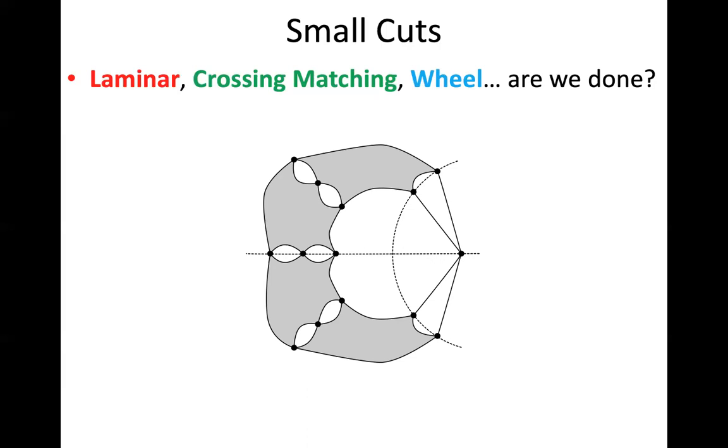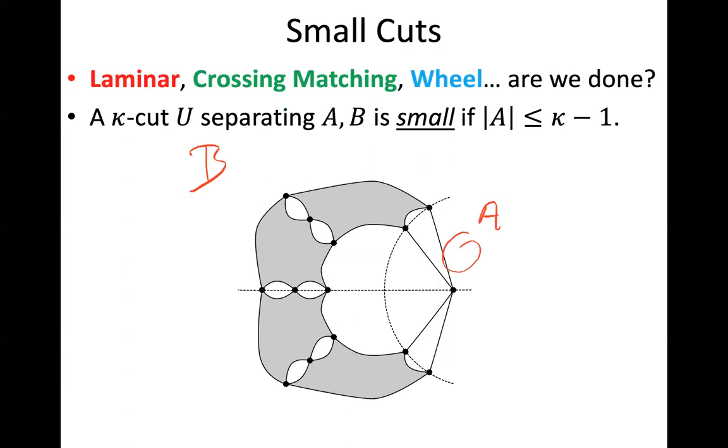So such cuts that look like this, let's say this separates A, which is a single vertex, and let's say B, the rest of the graph. We're going to call these types of cuts small if the small side, in this case A, which has cardinality 1, has at most kappa minus 1 vertices. Okay, so structurally we're not saying anything, we're just talking about the cardinality of the small side. Okay, and those are the 4 categories: laminar, crossing matching, wheel, and small.